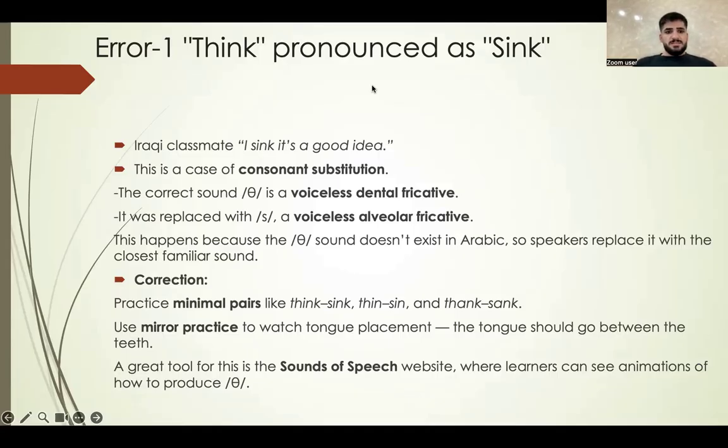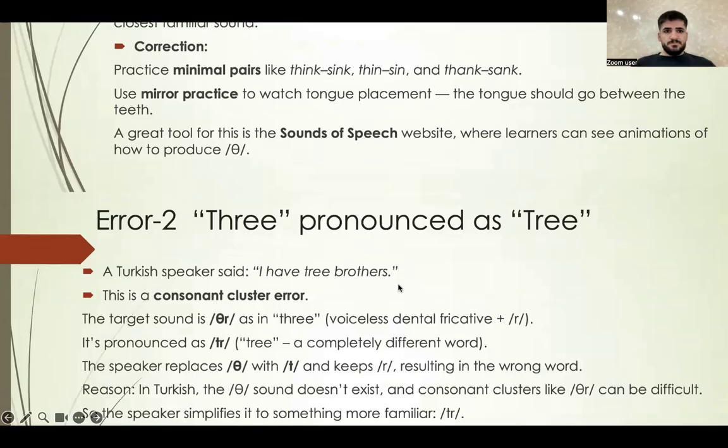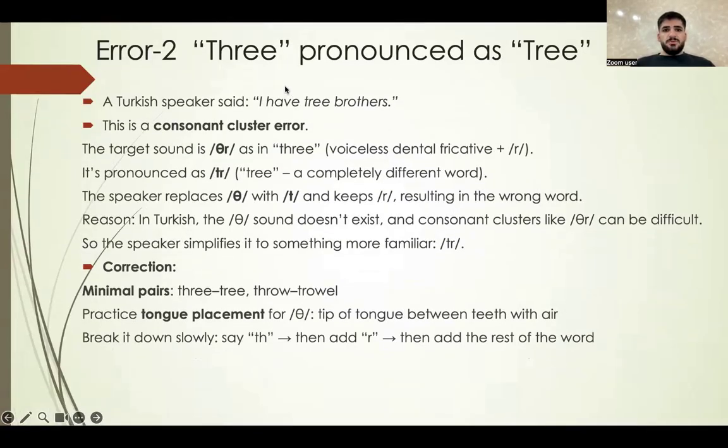Personally, I went to the website and used it, and even in our class, the teacher showed us the animations of how to produce the sound, where the tongue goes, the place of the tongue, and other things. So error number two is "three" pronounced as "tree", so th pronounced as t. When I was in Turkey, I heard that Turkish speakers said, "I have tree brothers."